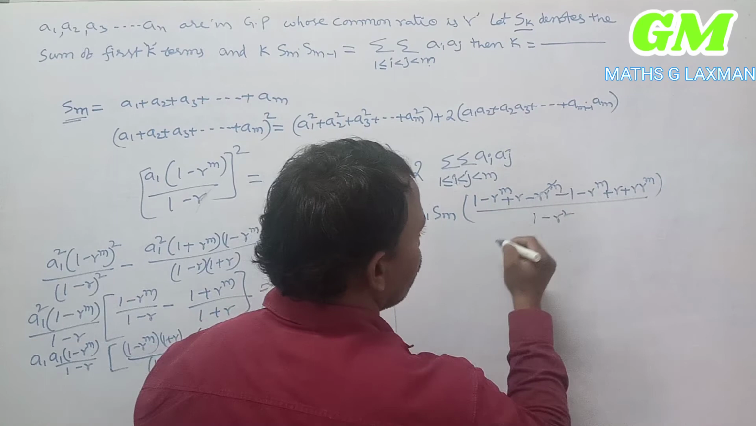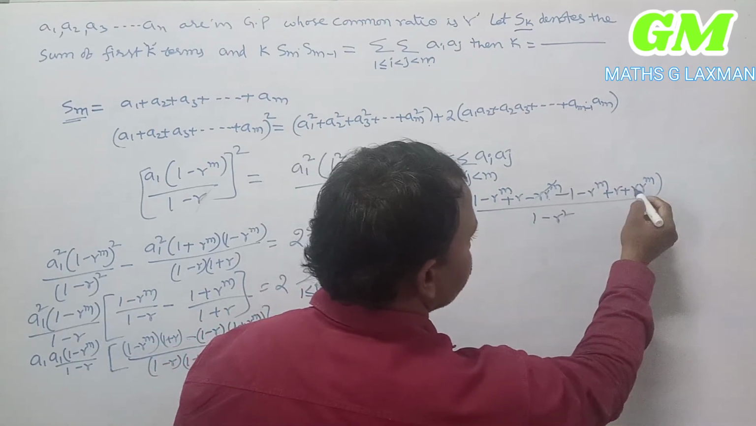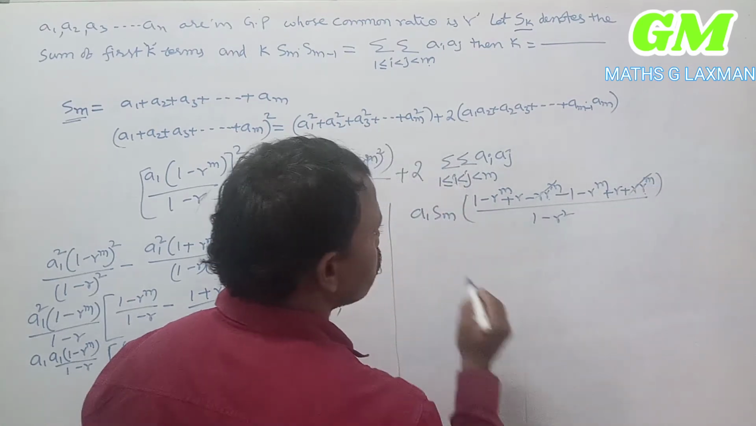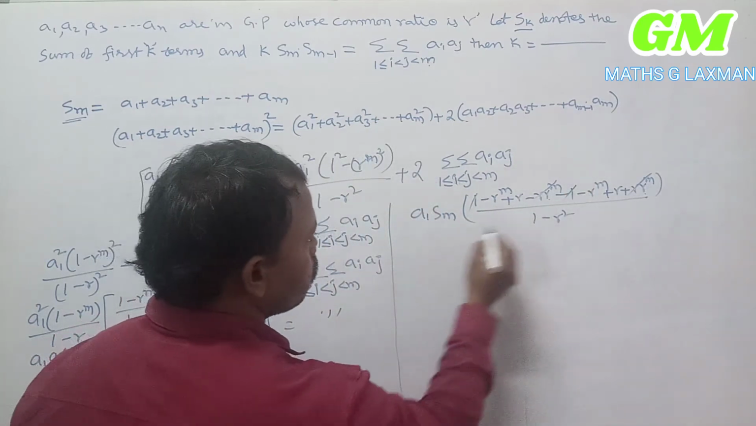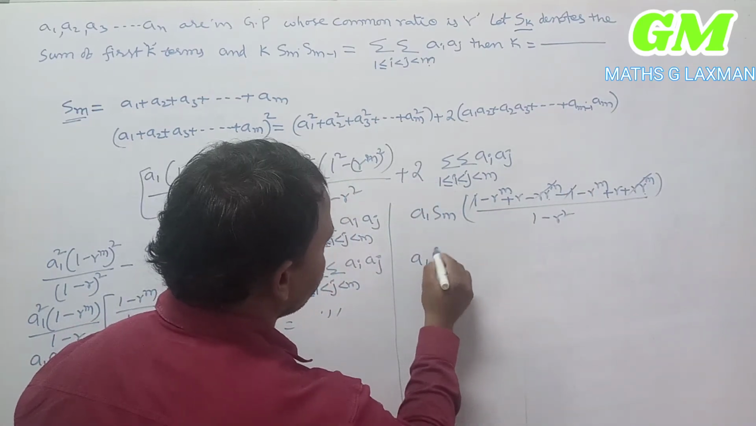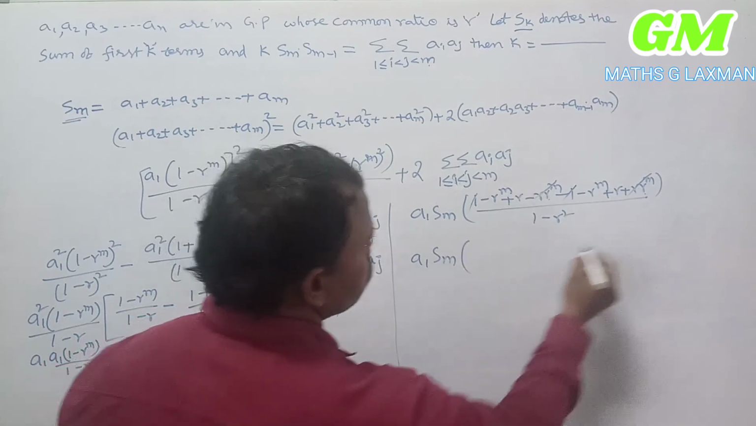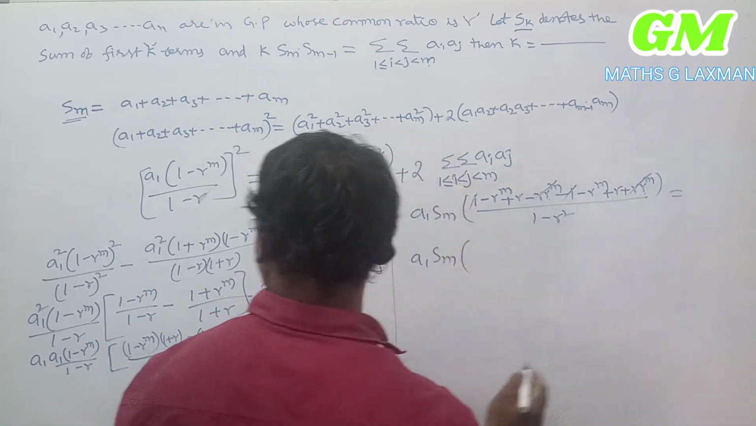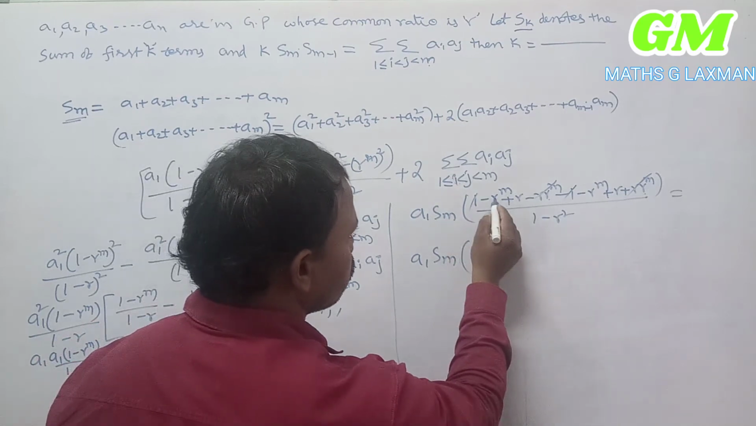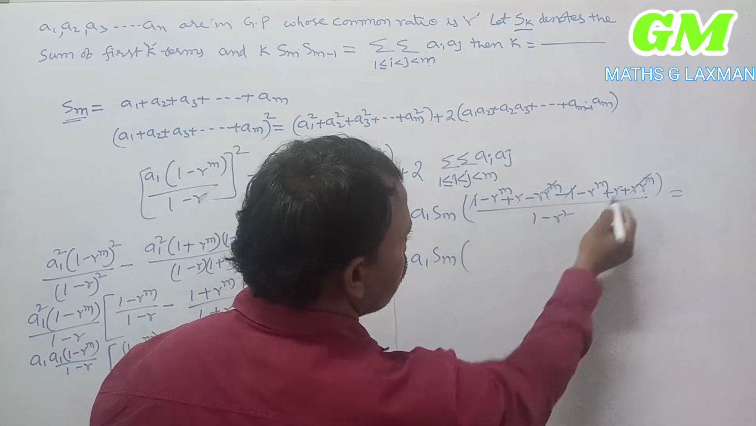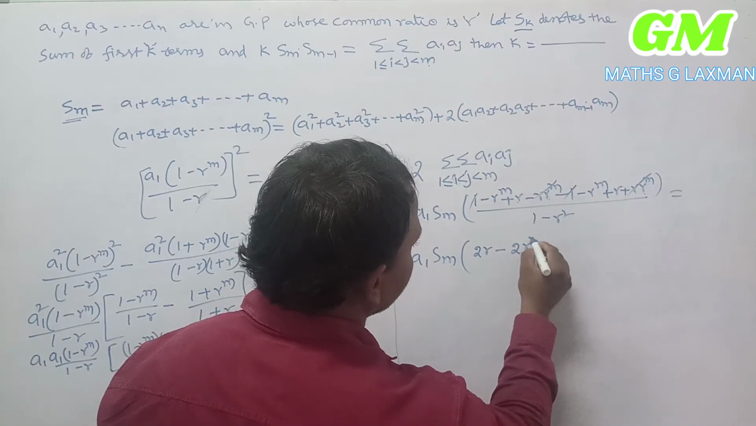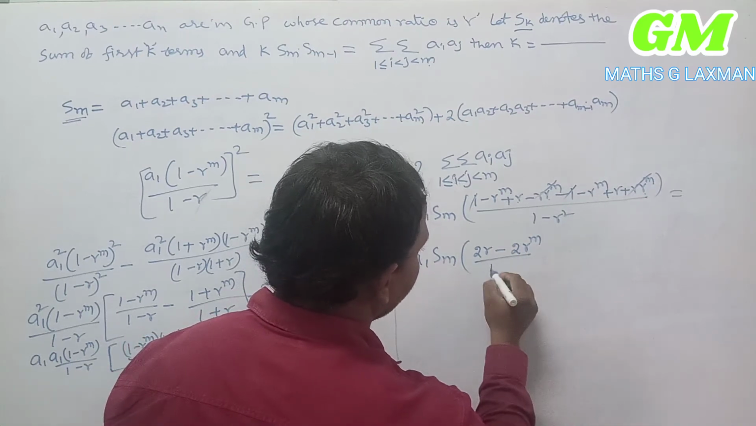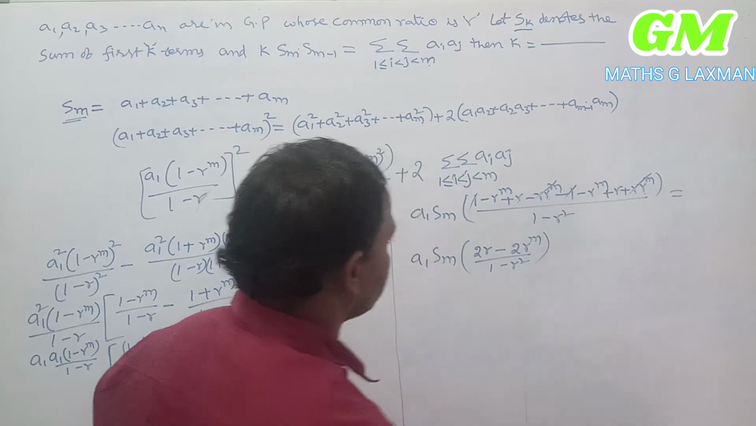Now here r into r^m, r into r^m cancel, and 1 will be cancelled. So here what is left over is a1 S_m into, the right side is the same as it is. Now minus r plus r is 2r, minus 2 times r^m. So divided by (1 minus r) square.